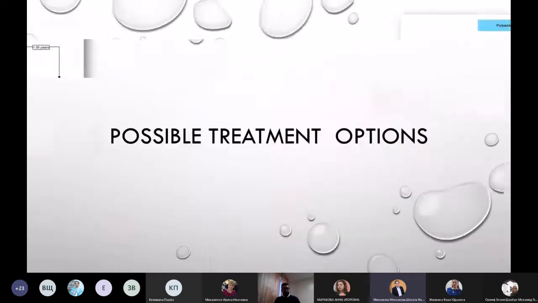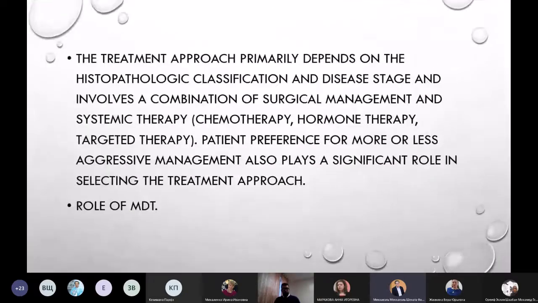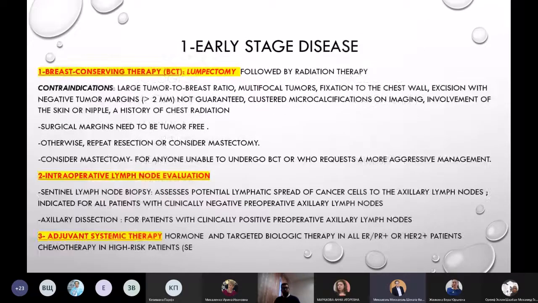Possible treatment options are not just surgery. Possible treatment options can also be radiotherapy and chemotherapy, and also other targeted therapy. We mustn't forget the role of the multidisciplinary team: the surgeon, the oncologist, the pathologist, and all other colleagues who are going with us to choose the needed choice for every special patient.